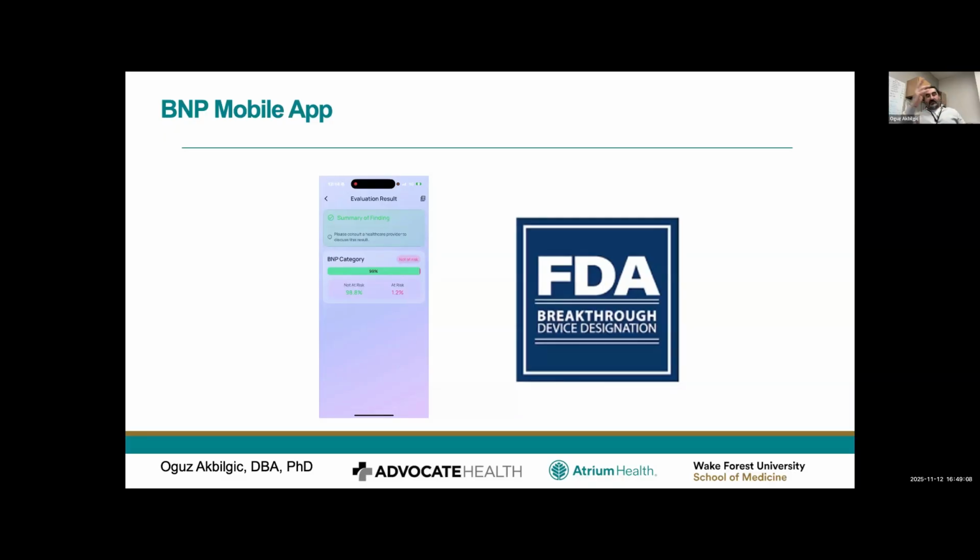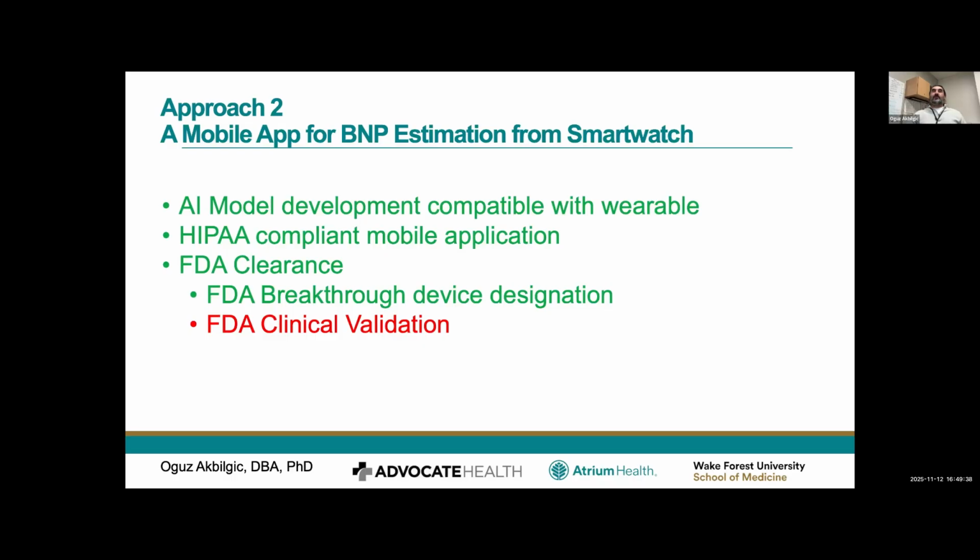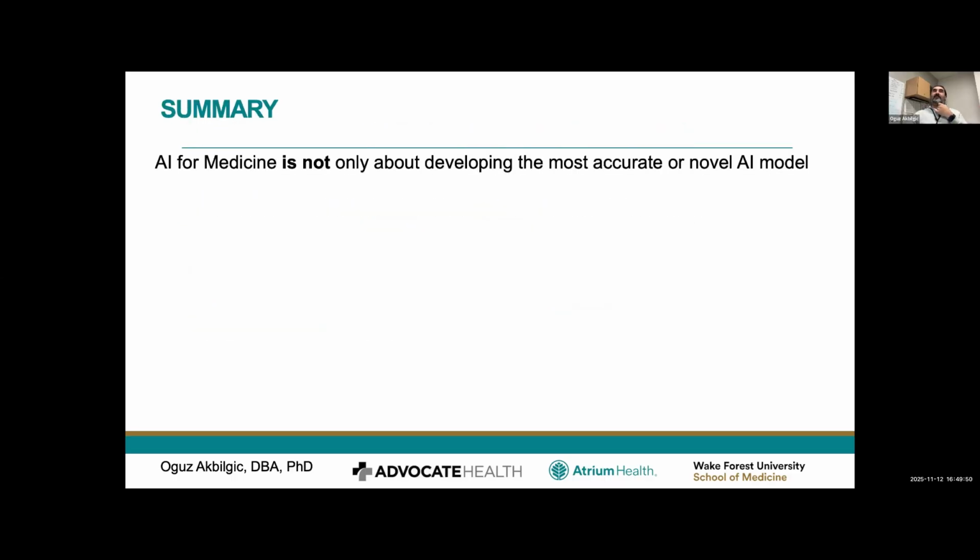The thing is, though, when we do this externally, going outside our healthcare institute, we now need to define it as a software as a medical device. We need to work with the FDA. So we also had the FDA submission. We recently got FDA breakthrough device designation, and as next steps we are working to finalize the validation study, and hopefully then use it even in outside hospital settings. So basically, these are the steps we have done in this approach: we built the AI model, a HIPAA-compliant mobile application, and pursued FDA clearance. We got the breakthrough device designation, and we are trying to finalize the clinical validation.